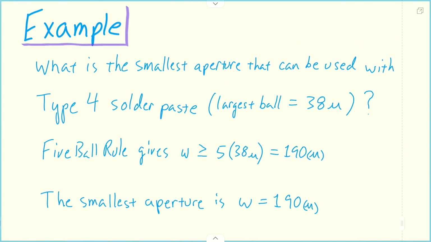Here's an example of how to use the 5-ball rule. What is the smallest aperture that can be used with type 4 solder paste whose largest ball size is 38 microns? The 5-ball rule says that W should be greater than or equal to 5 times 38 microns, which is equal to 190 microns, so that the smallest allowable aperture width is 190 microns.